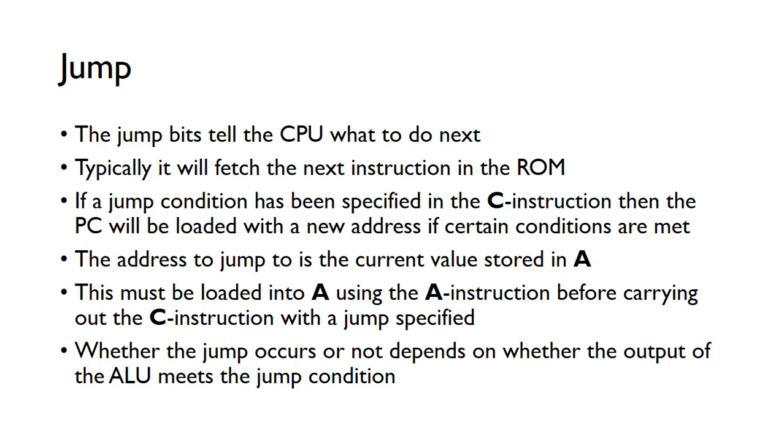We'll jump to 15. The actual value you want to jump to, the address, is always the current value that's stored in the A register. So before a C instruction with a jump specified, there always needs to be an A instruction first, which sets the value of A, the instruction to jump to. Whether the jump occurs or not actually depends on the output of the ALU. So we look at the flags, whether it's 0 or negative. If it meets a particular jump condition, then the jump will occur and the value in A will be loaded into the program counter.